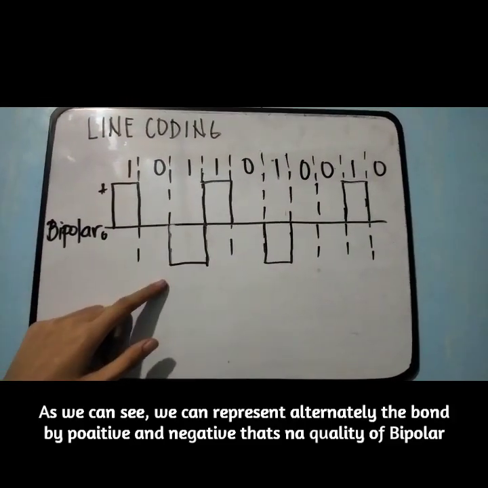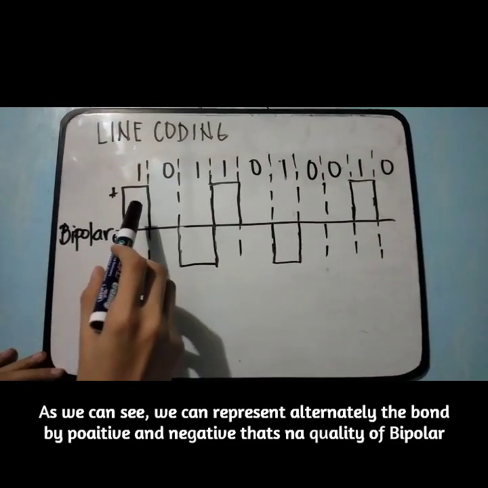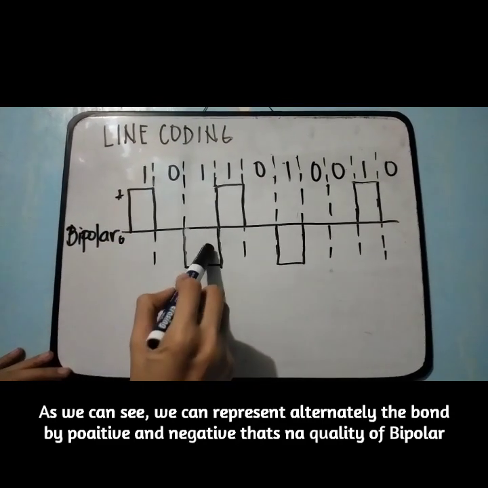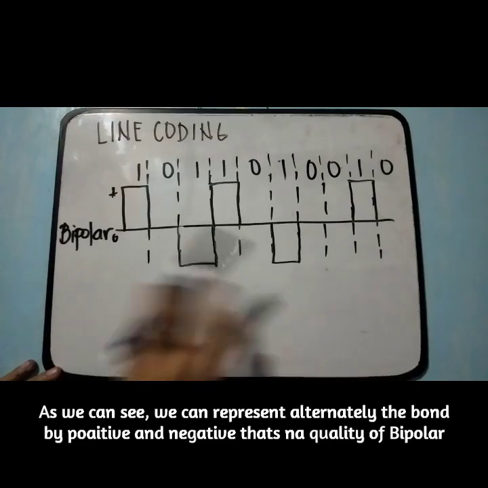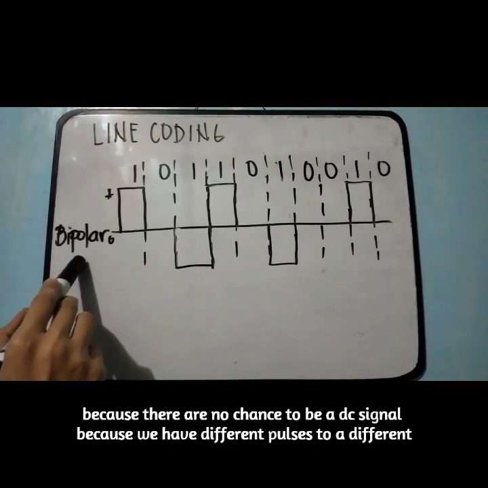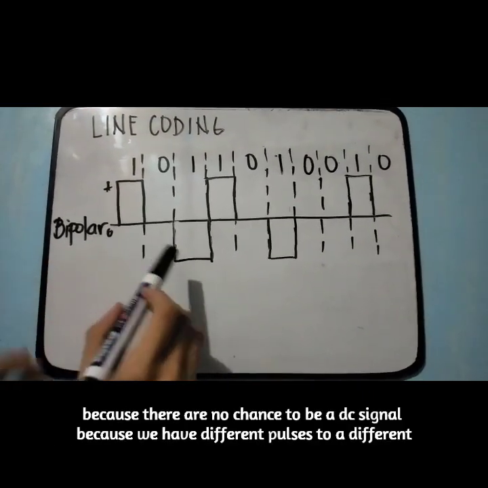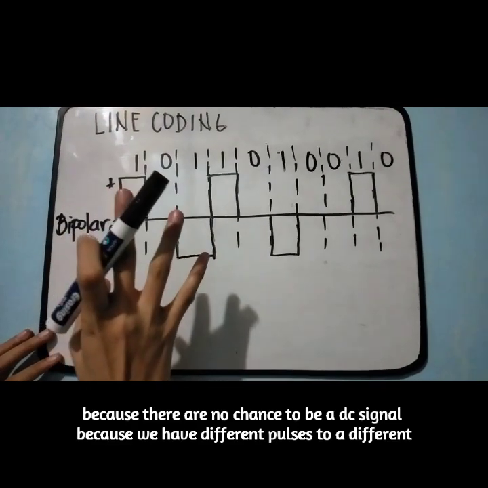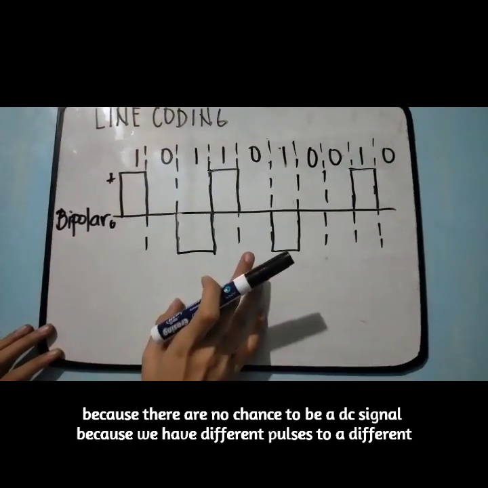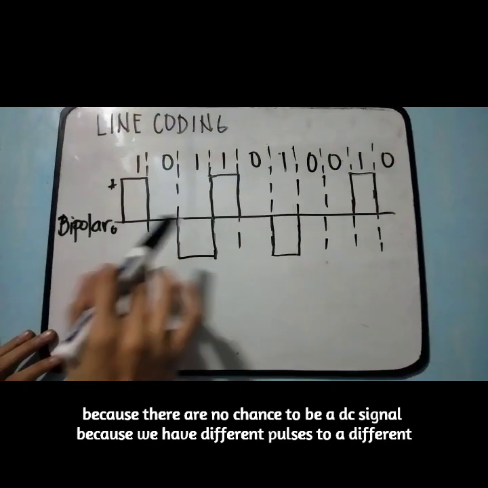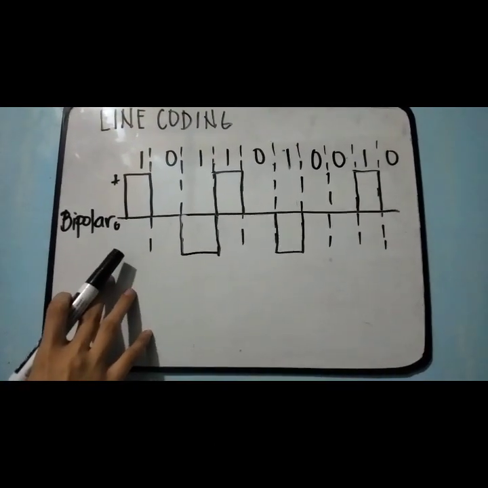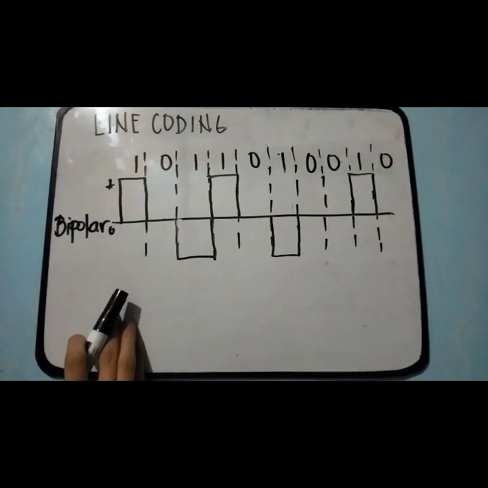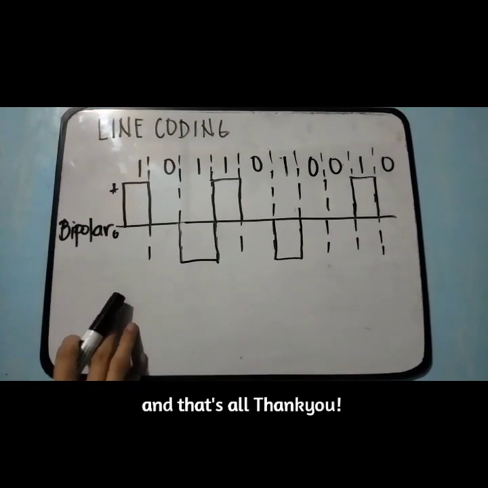As we can see, we can represent alternately the ones by positive and negative. That's the quality of bipolar, because there is no chance to be a DC signal because we have different pulses at different positions. And that's all. Thank you.